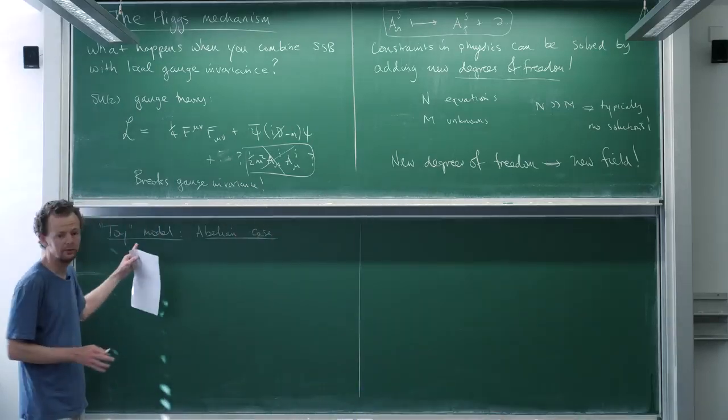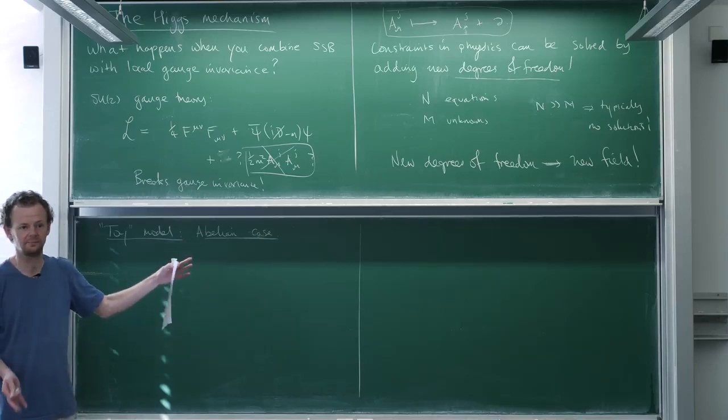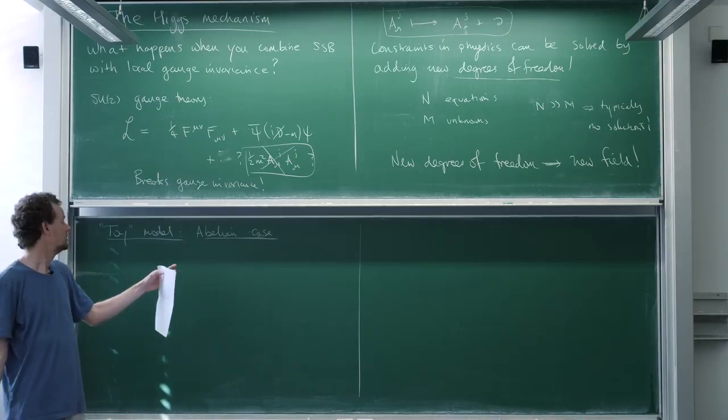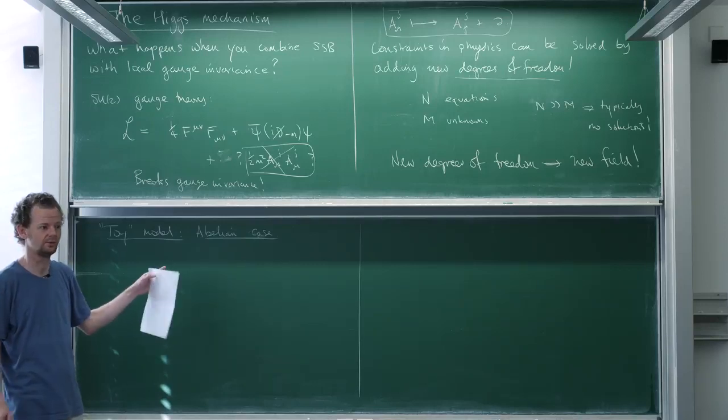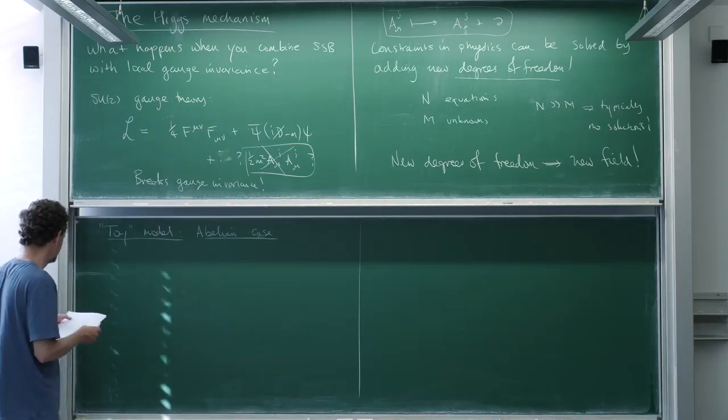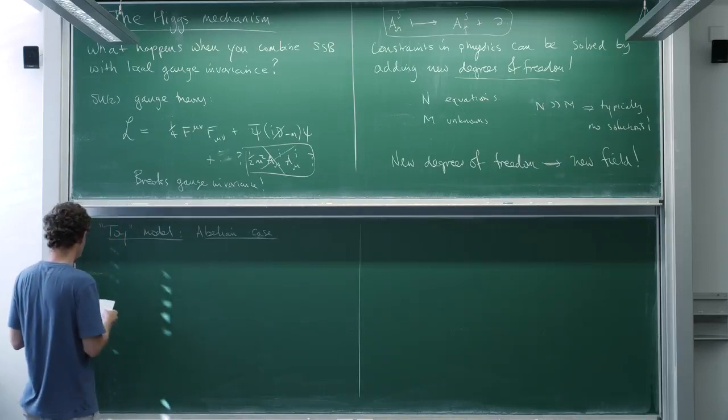If you like, this is a toy model. This is not the Higgs mechanism as it happens in the standard model. But this is a sufficiently intricate and difficult to solve model that it has applications all throughout physics. Now, what's the content of this theory?